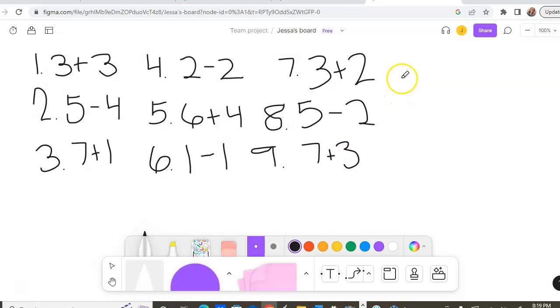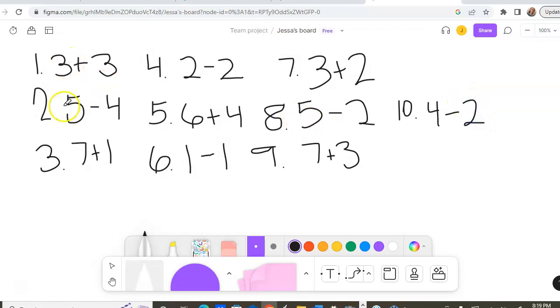And for our last problem, number 10, let's think here. Let's do 4 minus 2.